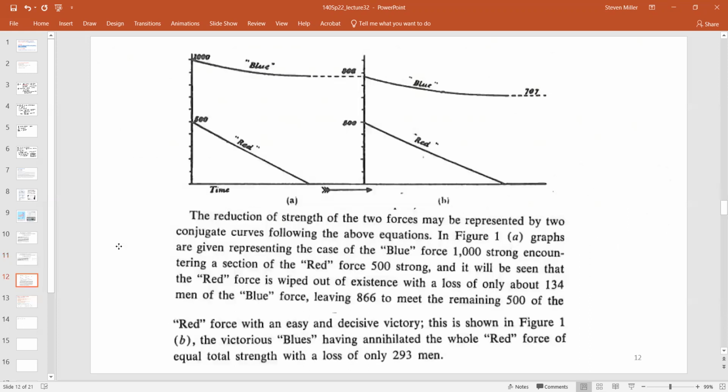Okay. So here's a beautiful plot of just using some of these models. In the first, we have an army of 1,000 blue fighting an army of 500 red. And you can see over time, the 500 red gets destroyed. But the number of blue doesn't go all the way down to 500. It goes down to, it looks like, 8 something.